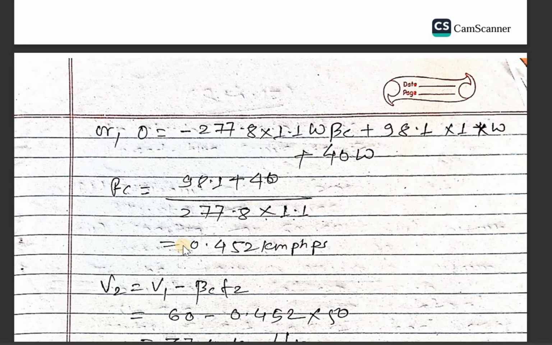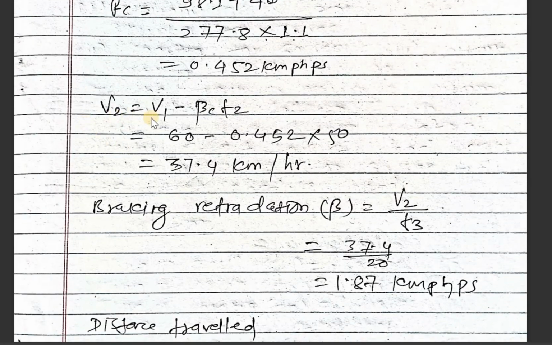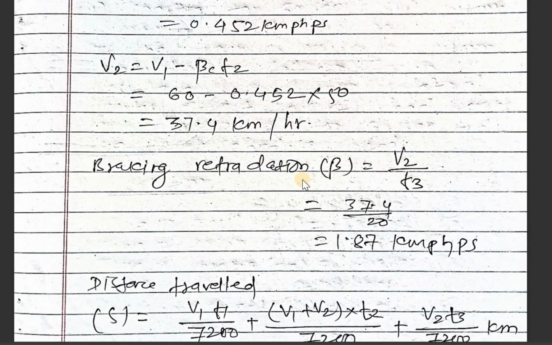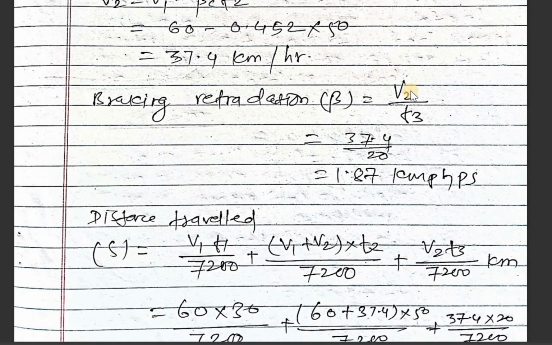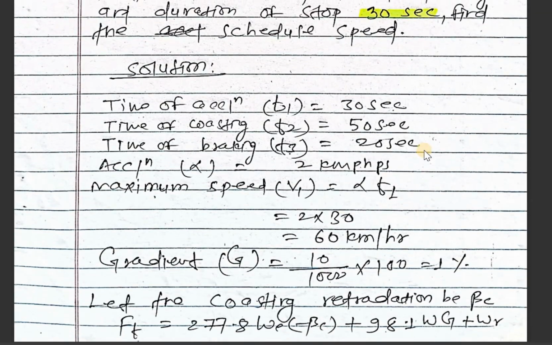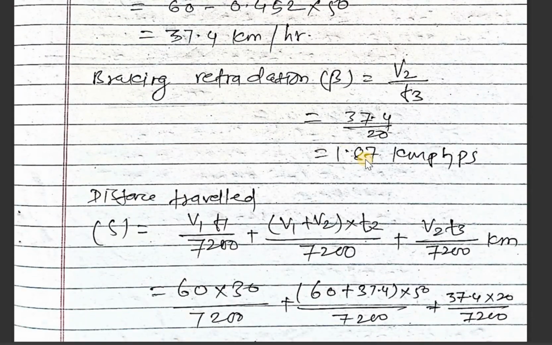We can get beta c equal to 0.452 km per hour per second. So v2 equals v1 minus beta c t2, that is 60 minus 0.452 into 50, that is 37.4 km per hour. And braking retardation beta equals v2 upon t3, so 37.4 upon 20, then we can get 1.87.